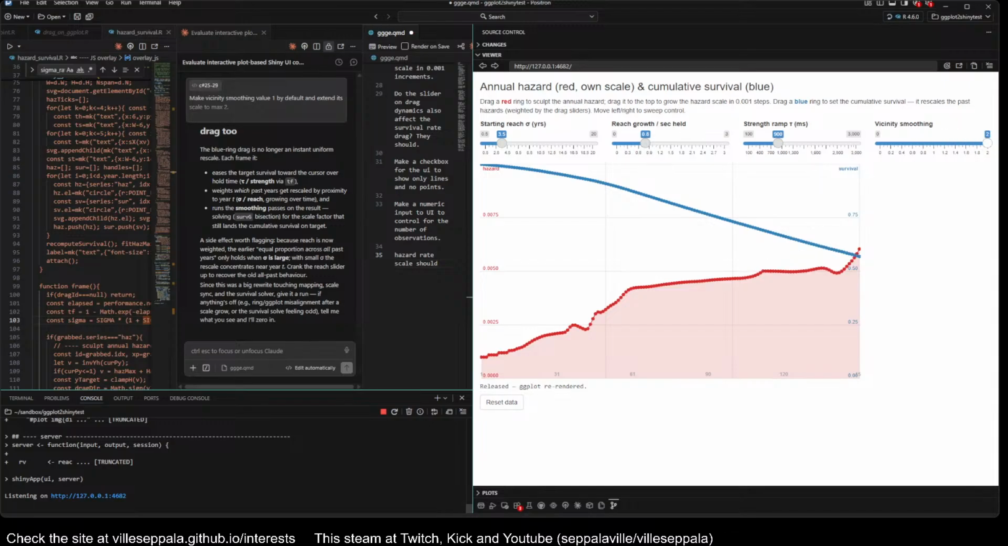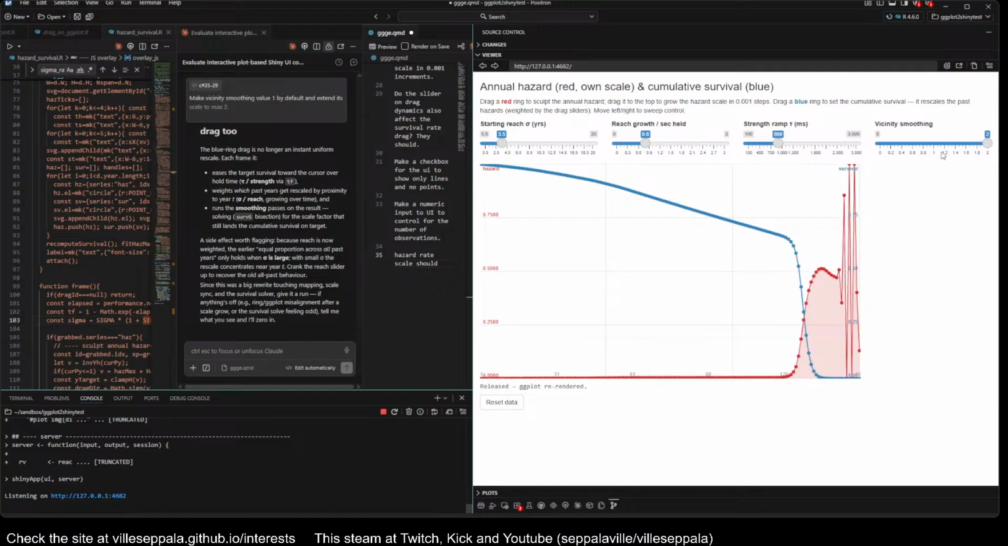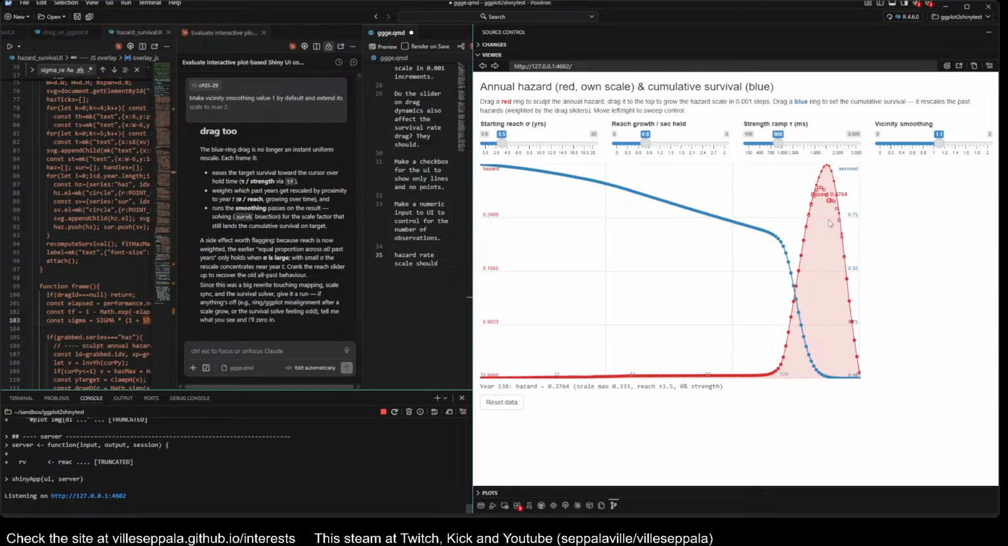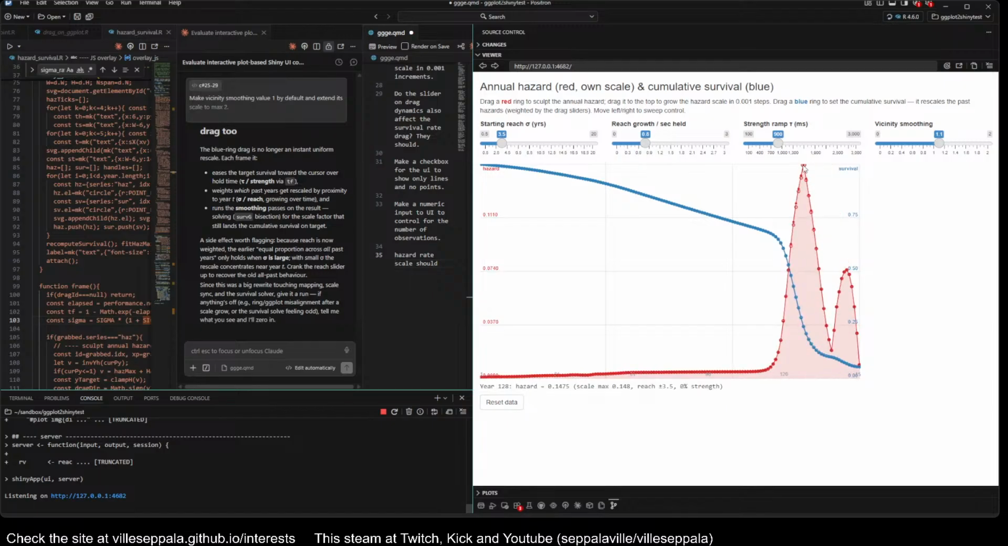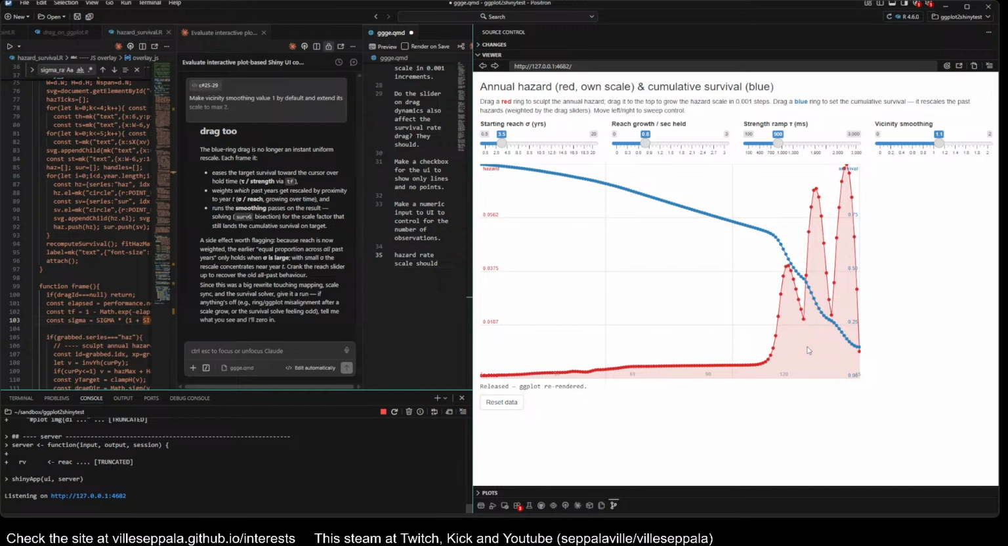Let's look at how it behaves if we put this vicinity smoothing higher. Ooh, it has some kind of, what the hell? Okay, let's go back. It might be that you cannot really go below one.